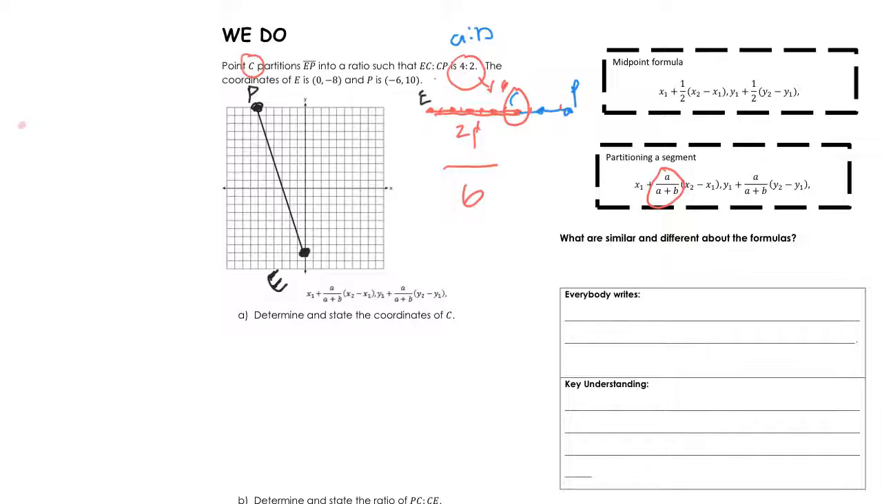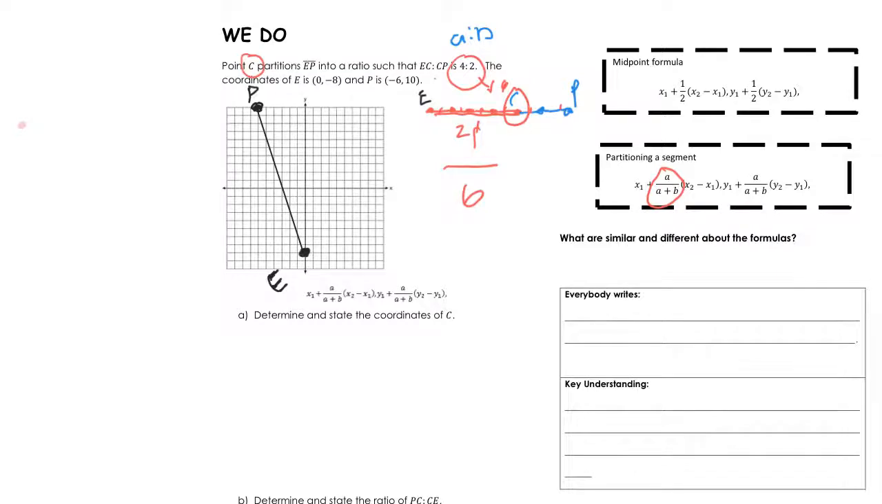So on the midpoint, it's a 1-to-1 ratio. And if I add 1 and 1, I get 1 out of 2. So it's the same formula. The only thing that we got to figure out in the beginning is the fraction. So if it's a 4 to 2 ratio, my fraction is 4/6.